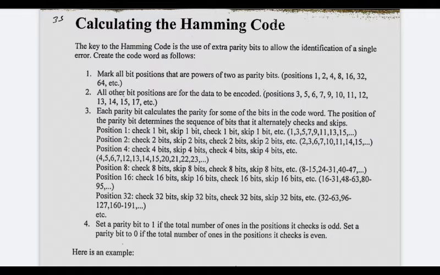Position 8 means starting from position 8 you have to check 8 bits continuously. Next you have to skip 8 bits. This process continues. And for position 16, from position 16 you have to check a continuous 16 bits and the next 16 bits you have to leave, and so on. For position 32, starting from position 32 you have to check a continuous 32 bits, skip 32 bits, and so on. So this is the procedure.